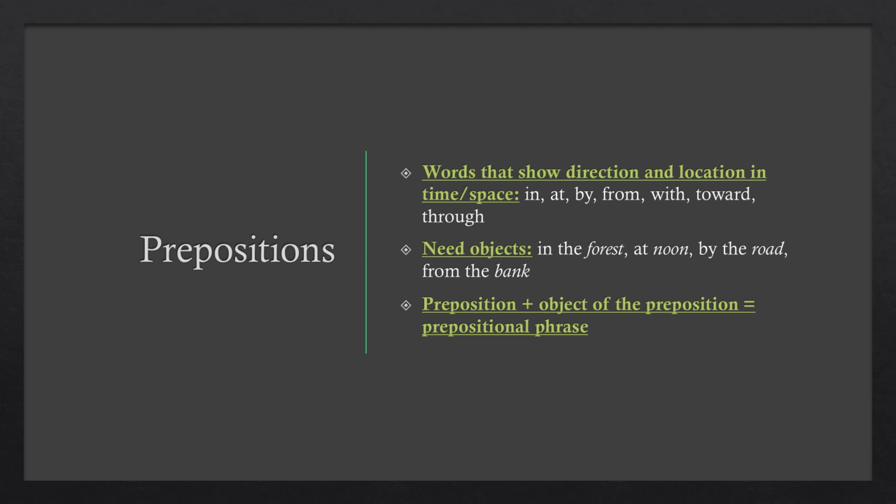Prepositions are words that show direction as well as location in time and space. In, at, by, from, with, toward, through. Prepositions by themselves don't communicate much information, so they need objects. In the forest, at noon, by the road, from the bank. Together, a preposition and its object are called a prepositional phrase.